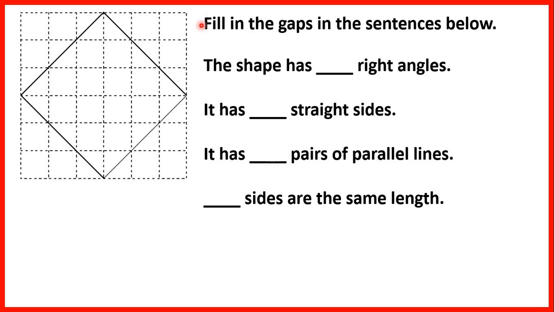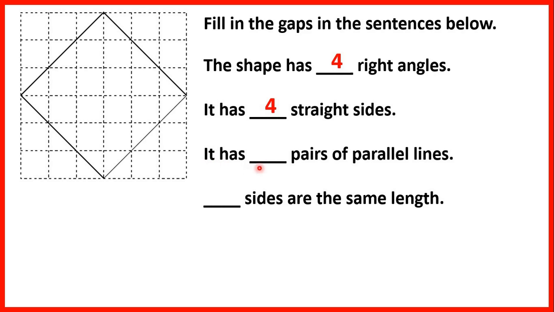Fill in the gaps in the sentences below. The shape has how many right angles? So remember, a right angle is like the corner of a piece of paper or the corner of this screen. And in this shape, every angle is a right angle. So the shape has 4 right angles. It has 4 straight sides.